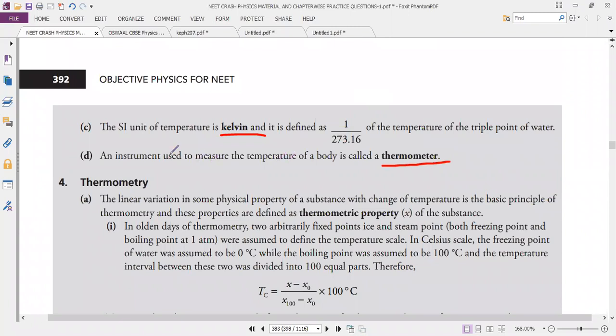We use the instrument thermometer. Thermometers are of different types: clinical thermometer, laboratory thermometer, and digital thermometer. Nowadays digital thermometers are there, a thermal heat finding method.